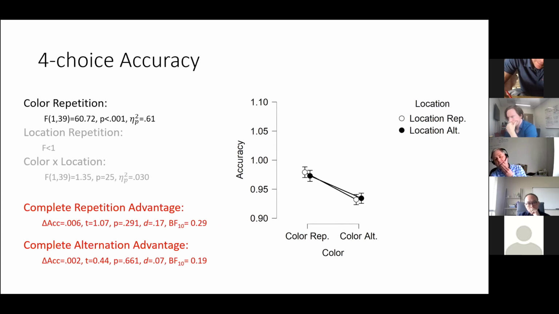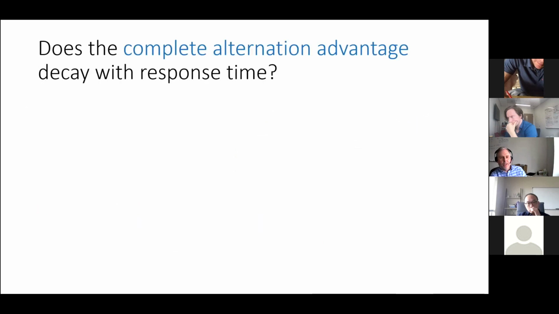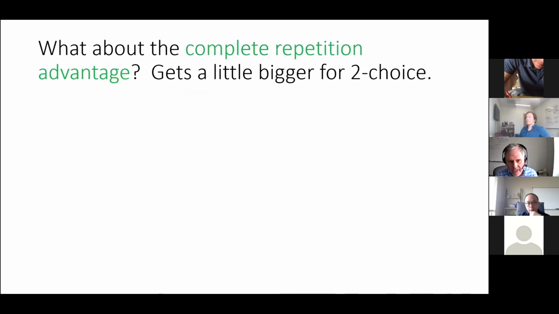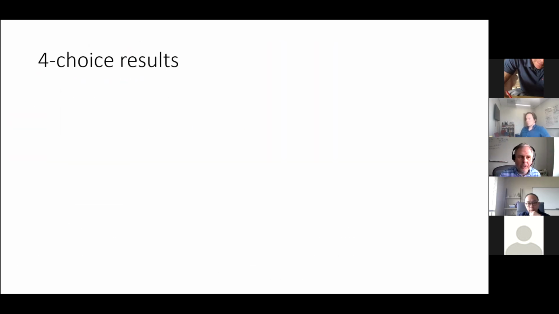If I show you the accuracy, the same story. There's no indication that there was a complete alternation advantage hiding in the accuracy. You might say, well, those RTs are really different. Is there any evidence that the complete alternation advantage diminishes with RT? There isn't. It's flat in both the 2-choice and 4-choice task. Same is true for the complete repetition advantage. Obviously, I don't have time to tell you.